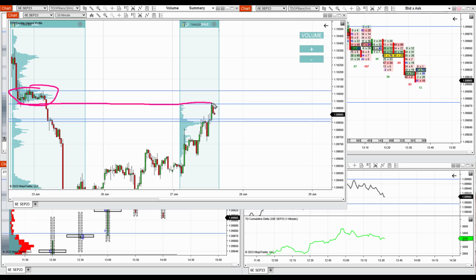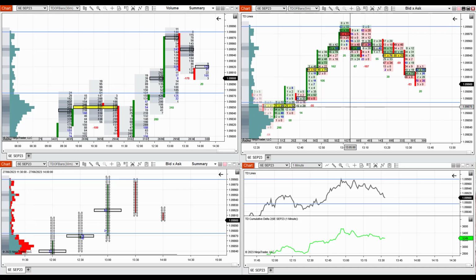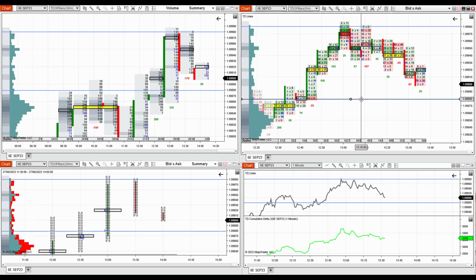And actually the price turned here. So I'm not going to push my luck. And I'm going to move the take profit a bit. We are still with a positive risk-reward ratio. So move it a pip above that double volume node.